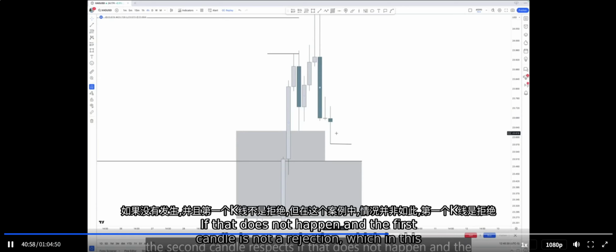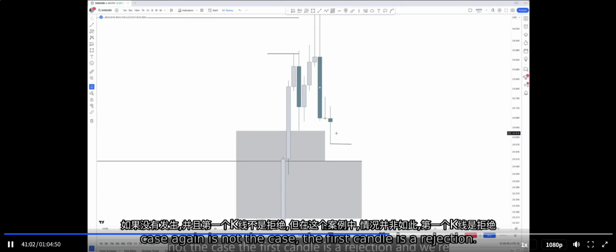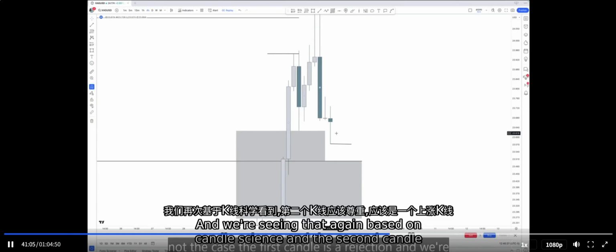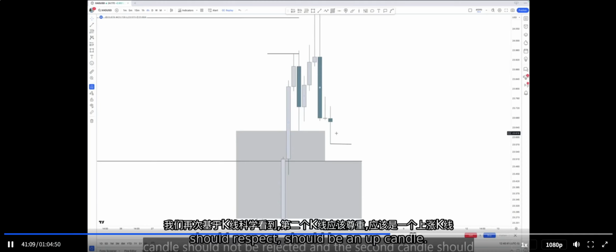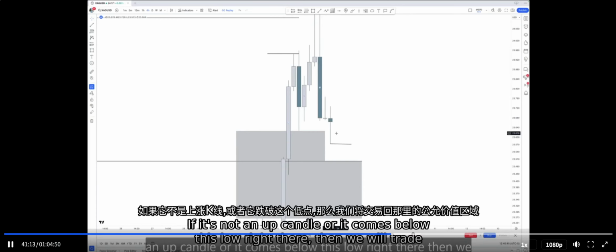If that does not happen and the first candle is not a rejection, which in this case again is not the case, the first candle is a rejection, and we're seeing that again based on candle signs, and the second candle should respect, should be an up candle. If it's not an up candle or it comes below this low right there, then we will trade back into the fair value area sitting right there.